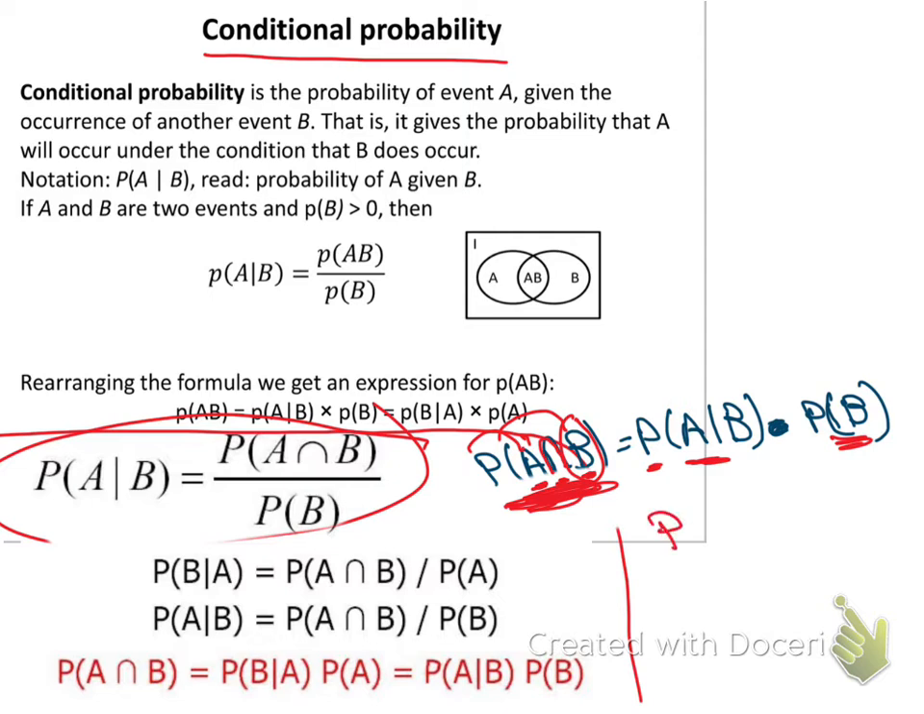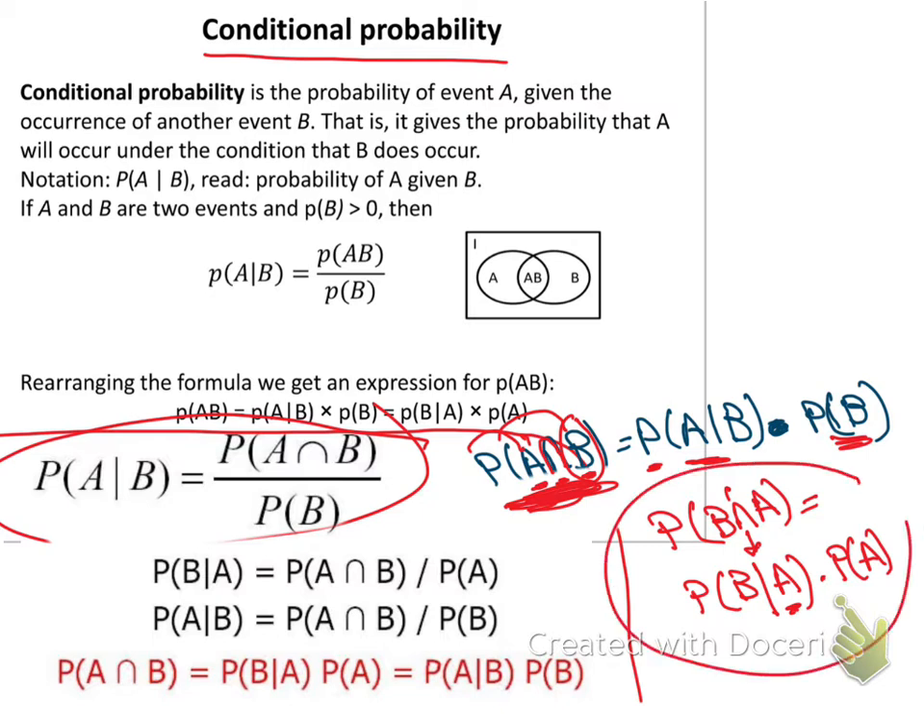So if I say the probability of B intersect A, I can say it equals the probability of B given A, just replace intersect by given, times the probability of A, the last one. Okay, so it is valid. So now we can memorize this one.